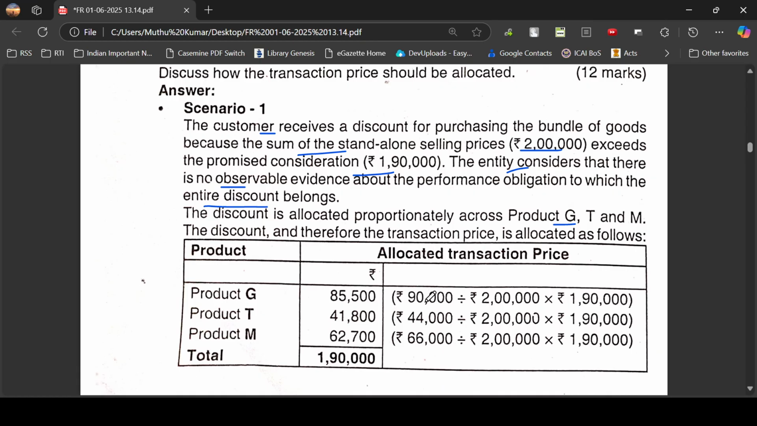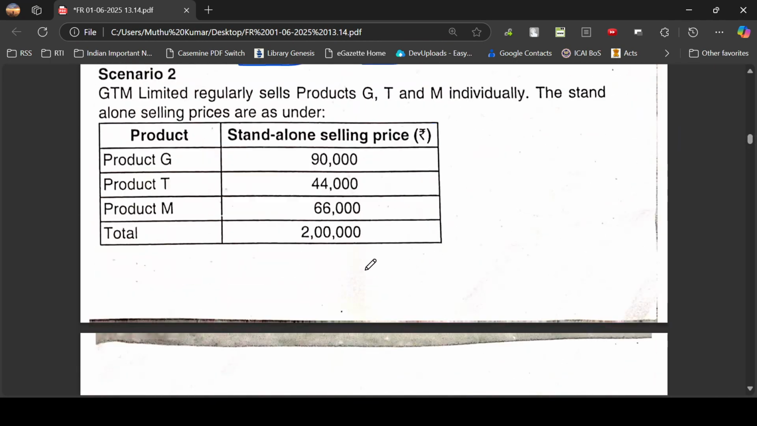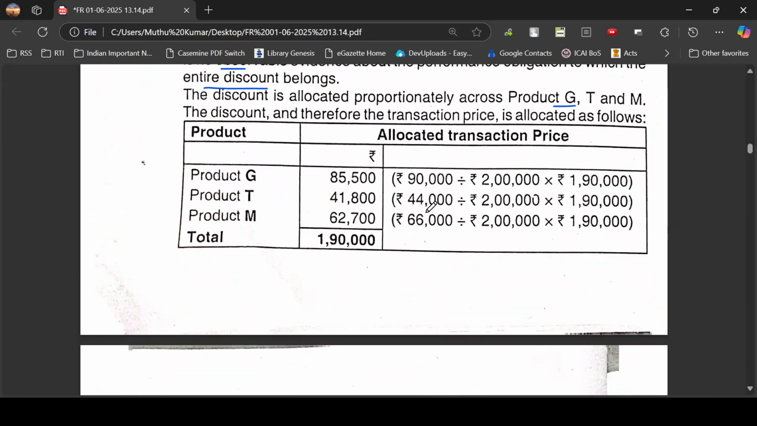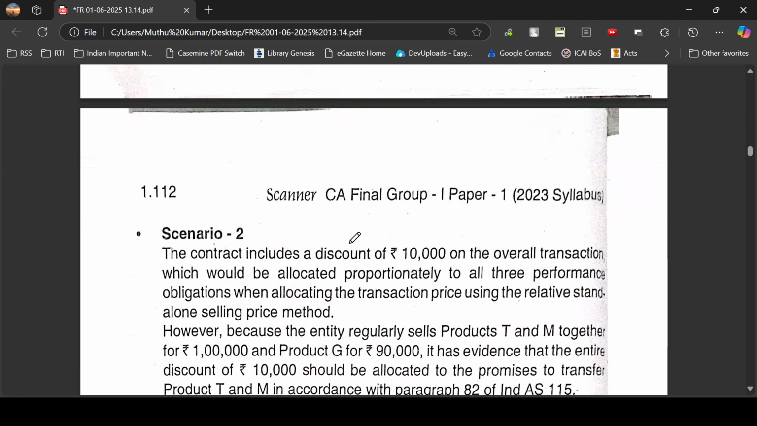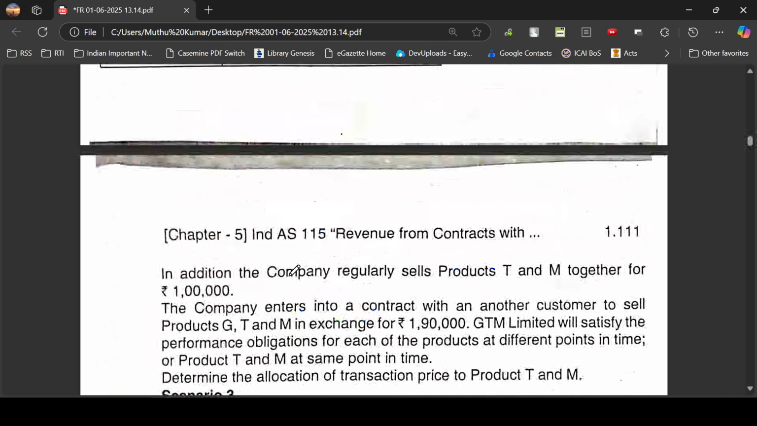How? 90,000, 44,000 and 66,000. So 90,000 divided by 2 lakhs total, into 1 lakh 90,000. Then 44,000 divided by 2 lakhs, into 1 lakh 90,000. Then 66,000 divided by 2 lakhs, into 1 lakh 90,000. So 1 lakh 90,000 totally. So this is the actual cost, and so the profit can be computed for each product.